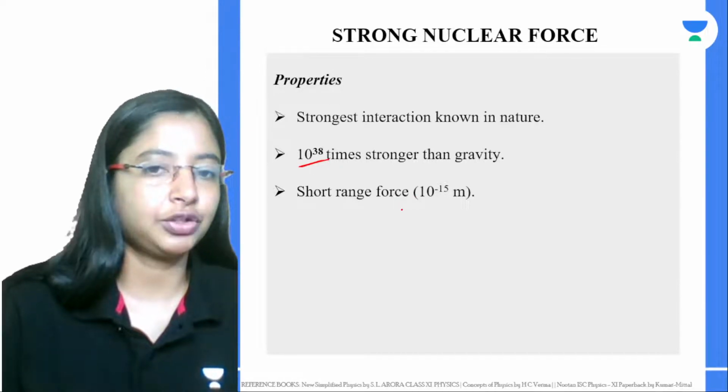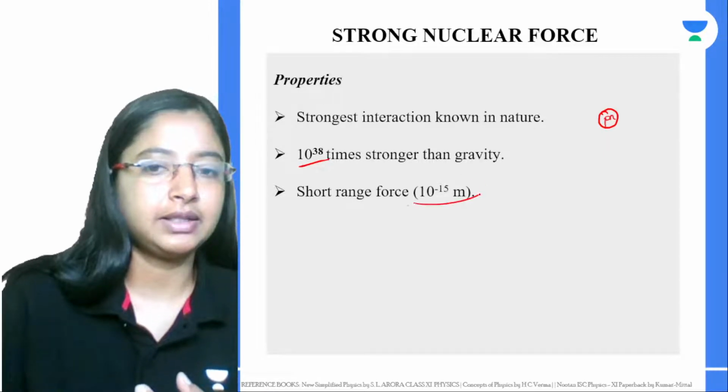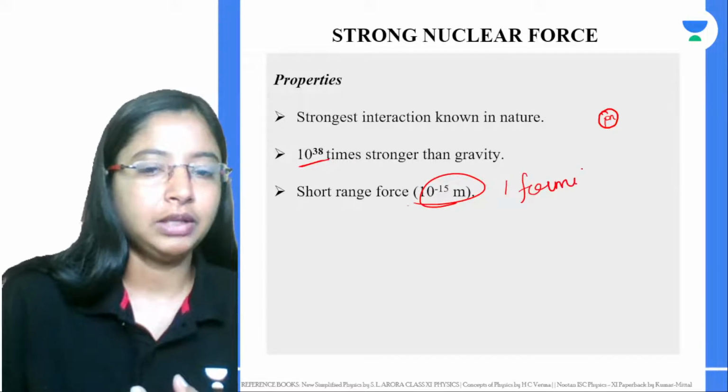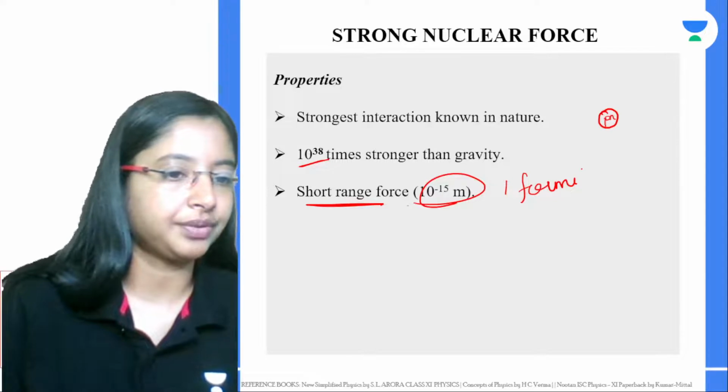Why do we say these are short range forces? They act in the range of 1 Fermi. Why do we say that? What is the size of a nucleus? Inside an atom, the size of the nucleus where proton and neutron are there is somewhere around 10 to the power of minus 15 meters, 1 Fermi. Because of that, this is a very short range force. This doesn't apply on long ranges.